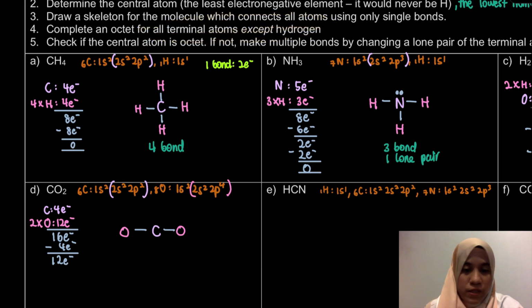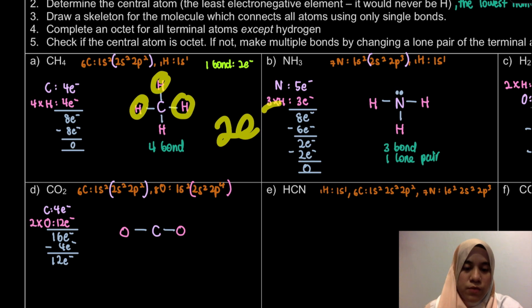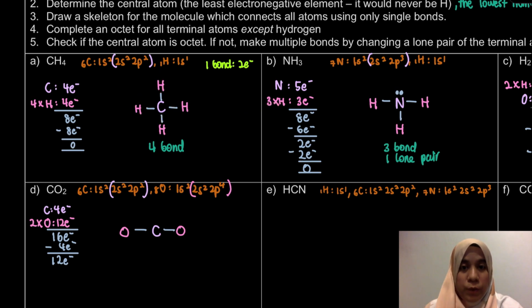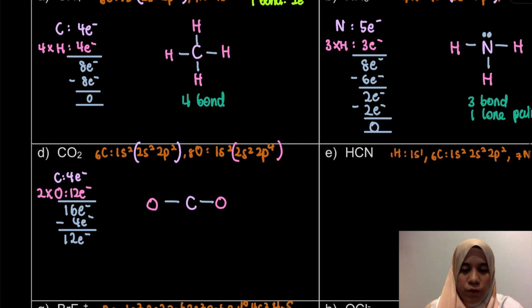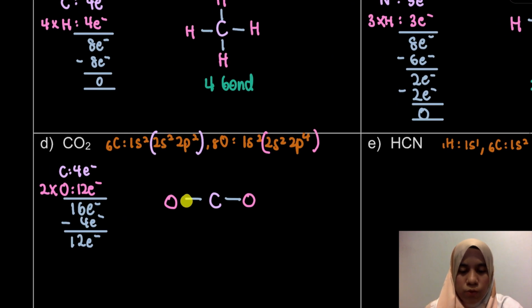So, previously, we do not have to fill up because hydrogen memang 2 electron je, which is for the single bond lah. Tapi oksigen ni tak capai octet lagi. So, how I'm gonna do it? Oksigen ni baru ada 2 here. So, it needs 6 more. So, here, 1, 2, 3, 4, 5, 6.